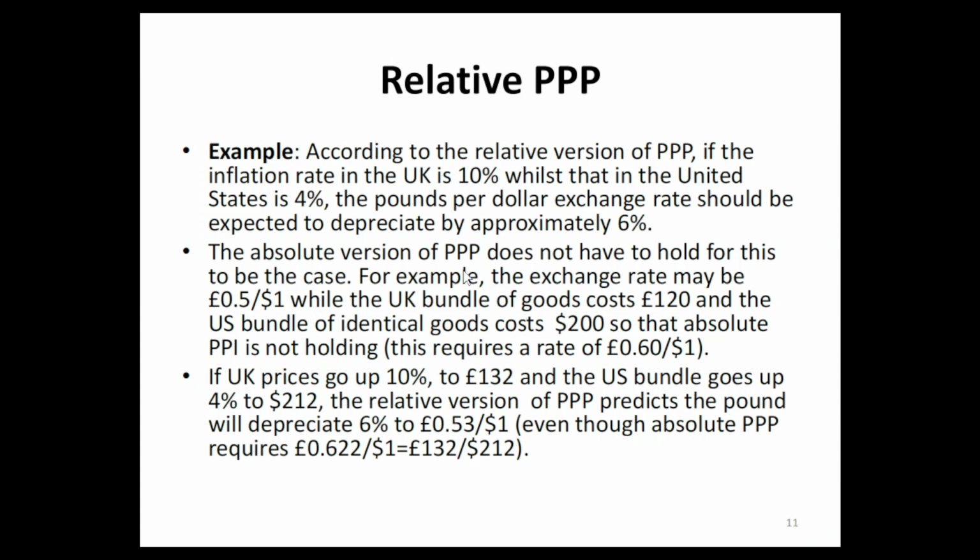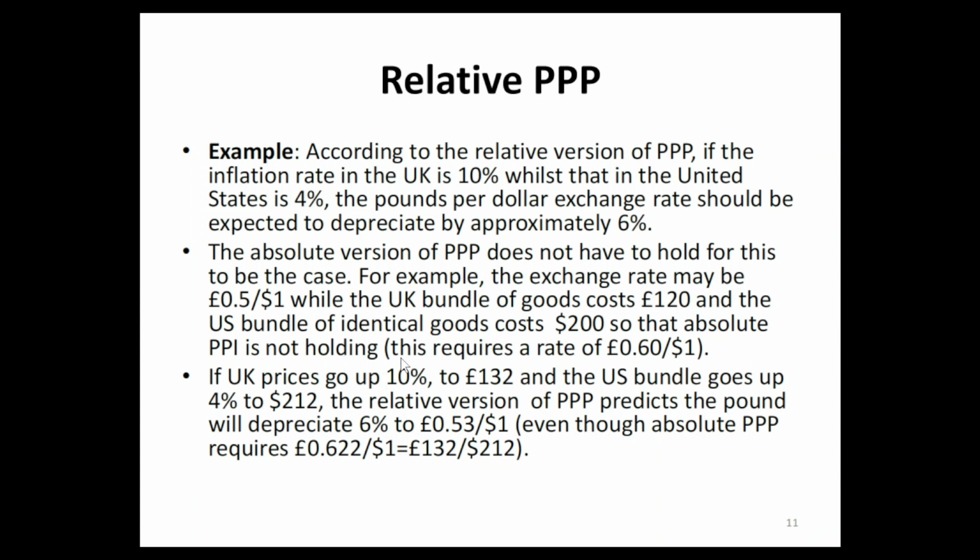ይቀንሳል ማለት ነው. So the absolute version of PPP does not have to hold for this to be the case. እንግዲህ አብሶሉት ከሆነ በዚህ ኬዝ አናየውም. For example, the exchange rate may be this much where the United Kingdom bundle of goods costs this much and the United States bundle of identical goods costs this much, so the absolute PPP is not holding. ስለዚህ አብሶሉት ብዙ ጊዜ ዲተርማይን ማድረግ አንችልም. የተለያዩ መሰናክሎች አሉ, እንደቀድሞ እንዳልነው ትሬድ ባሪየሮች አሉ, ትራንስፖርት ኮስቶች አሉ, እነዛን ስለማያጠቃልል በትክክል ዲተርማይን ማድረግ አይችልም ማለት ነው. ሪላቲቭሊ ግን አሪፍ ነው.